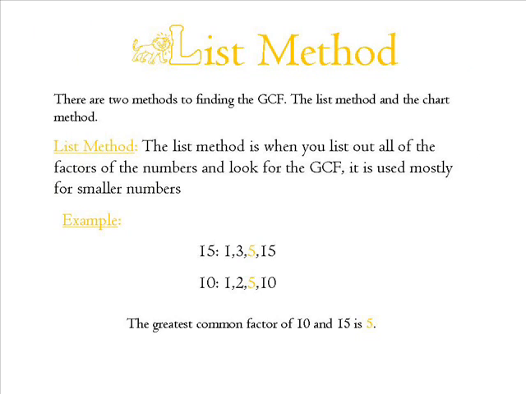List method. There are two methods to finding the greatest common factor, the list method and the chart method. The list method is when you list out all of the factors of the numbers and look for the GCF. It is used mostly for smaller numbers. Example. The factors of 15 are 1, 3, 5, and 15. The factors of 10 are 1, 2, 5, and 10. The greatest common factor of 10 and 15 is 5.